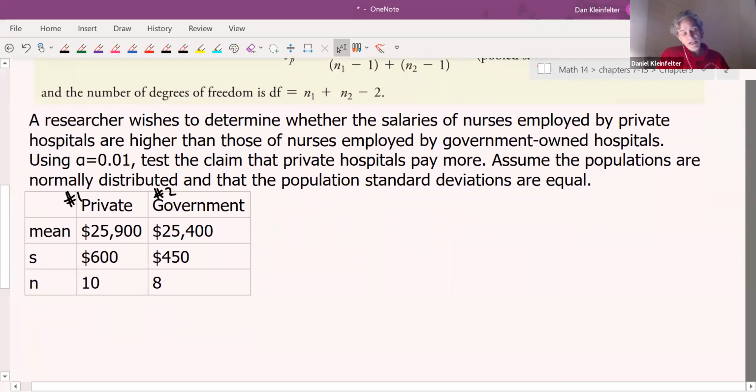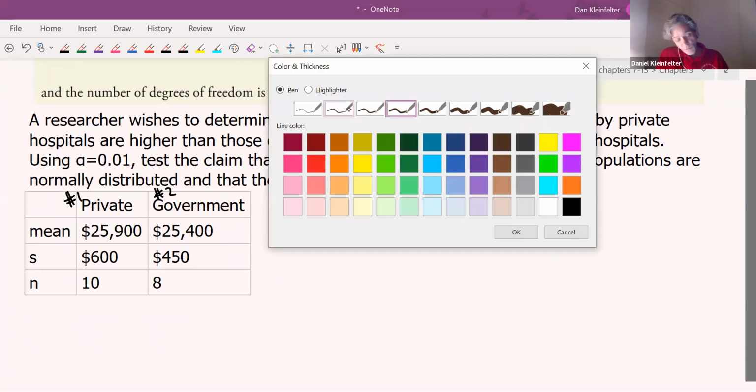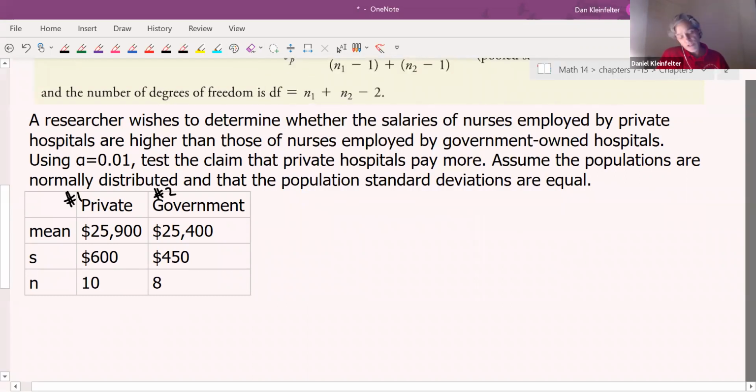All right, so let's try an example. Here it says a researcher wishes to determine whether the salaries of nurses employed by private hospitals are higher than those of nurses employed by government-owned hospitals. Using an alpha of 0.01, we want to test the claim that private hospitals pay more. Assume the populations are normally distributed and the population standard deviations are equal.